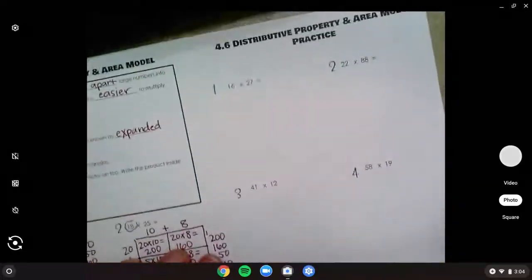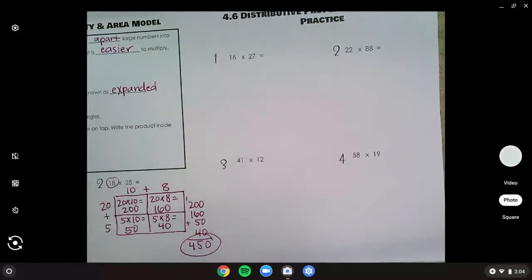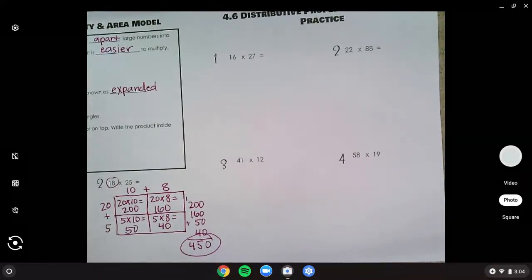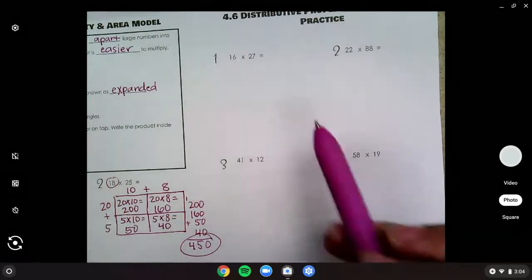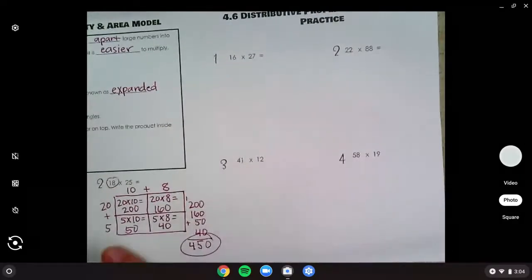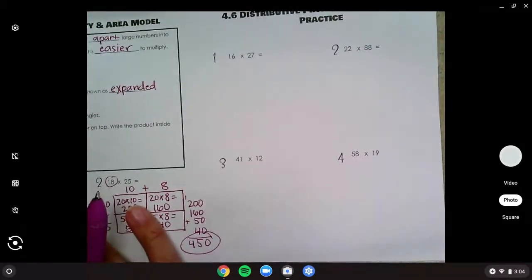Now, I want you to try these 4, okay? Draw your rectangles, split your factors, and find your 4 partial products. Think of it like an ice cream scoop, okay? Adding up your scoops to make a nice big sundae, okay? So try these 4 and unpause the video when you are ready to see your answers.